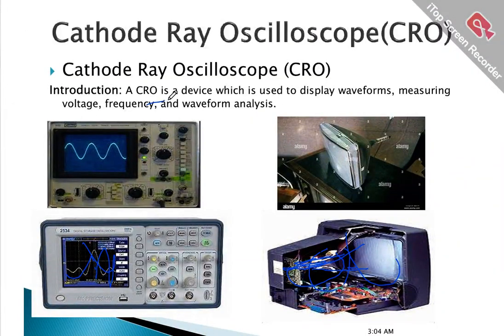Basically, cathode ray oscilloscope is a device which is used to display a waveform, just like this waveform, measuring the voltage. The vertical axis gives the strength of voltage and the horizontal axis gives the time. With respect to time, how much voltage has increased or decreased, how much frequency has increased or decreased, how much current has increased or decreased. Horizontal axis gives the time, vertical axis gives the quantity. Quantity may be voltage, frequency and waveforms. For these purposes, cathode ray oscilloscopes are abundantly used.